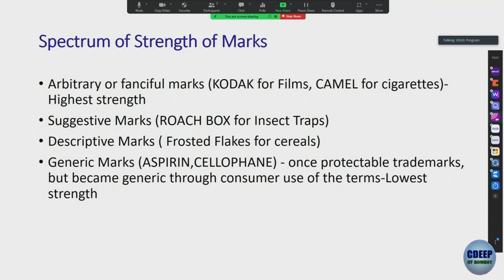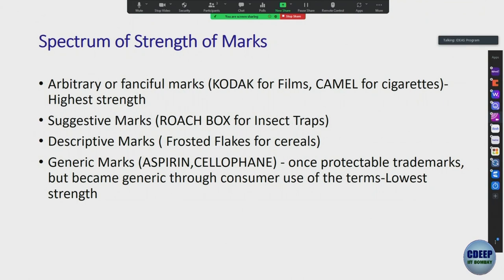Aspirin is a trademark of Bayer. All of us assume it to be acetylsalicylic acid. Go to the chemist and he gives you aspirin. You go and ask for Crocin, anybody will give you paracetamol and you will accept it. All of us go to the stationery shop and say, give me a cellophane. The fellow gives us a transparent film. We do not bother what make it is.